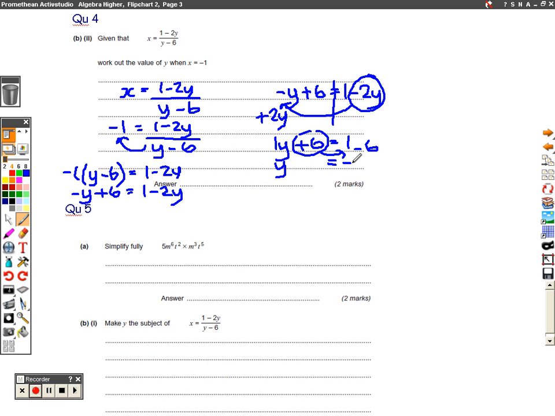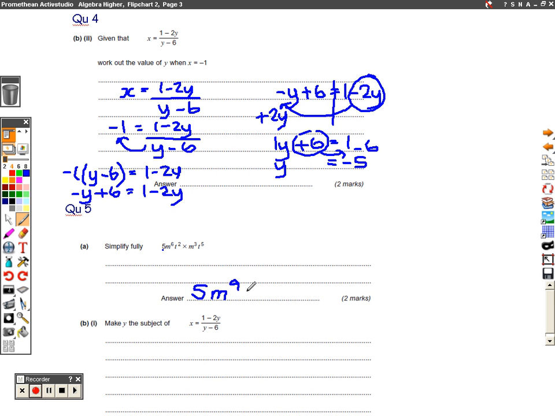Okay. Question 5. Simplify fully. Now, to simplify fully, you need to gather your like terms. So, 5, is there any number over here? There's no number, so it's just going to stay as 5. M to the power of 6 multiplied by m to the power of 3, you add your two powers. So that's going to give you m to the power of 9. Add the powers here when you're multiplying, so it's going to give us t to the power of 7.